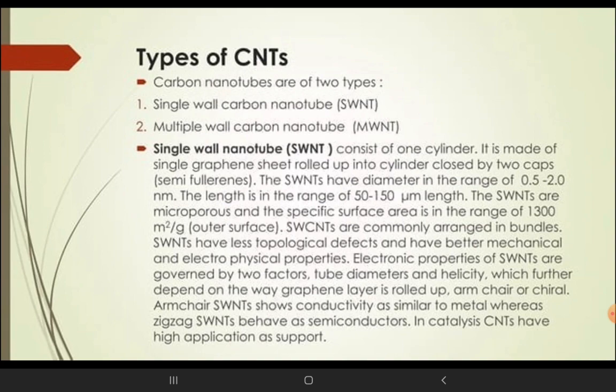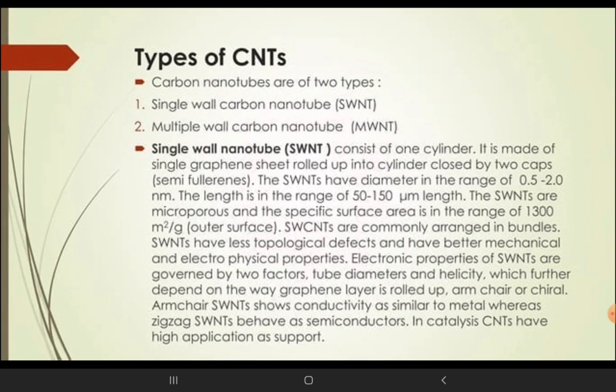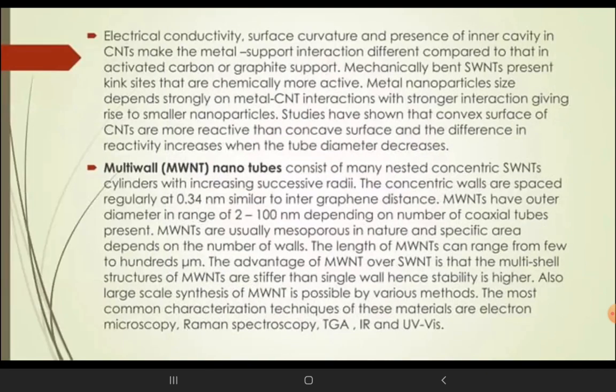In catalysis, CNTs have high application as support. Electrical conductivity, surface curvature, and presence of inner cavity in CNTs make the metal support interaction different compared to that in activated carbon or graphite support.